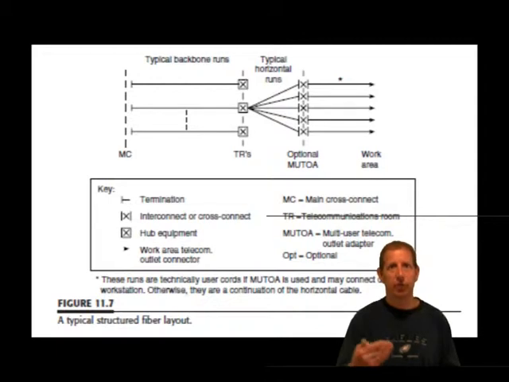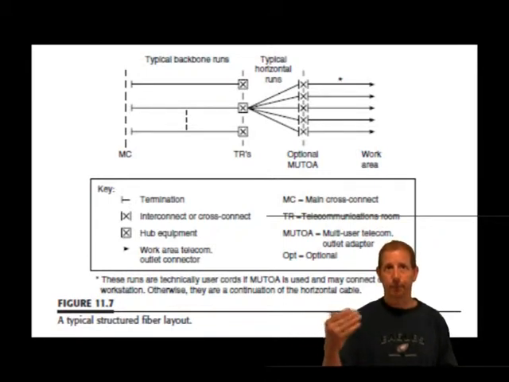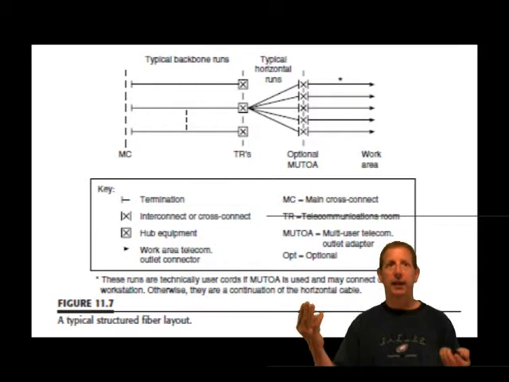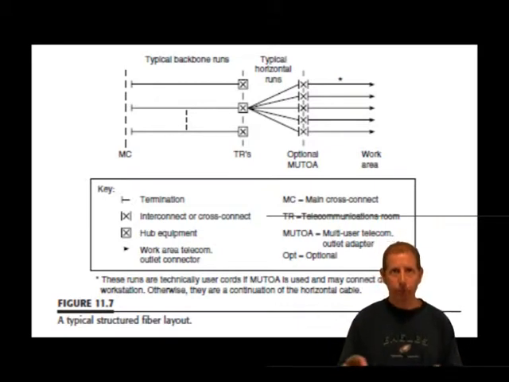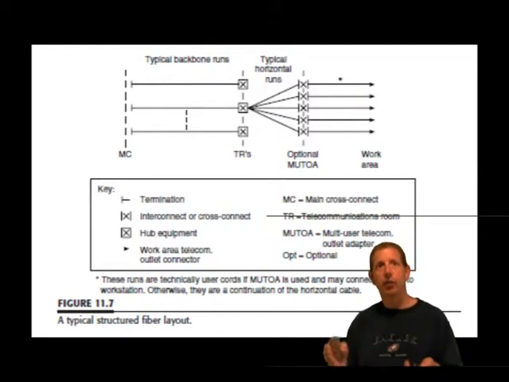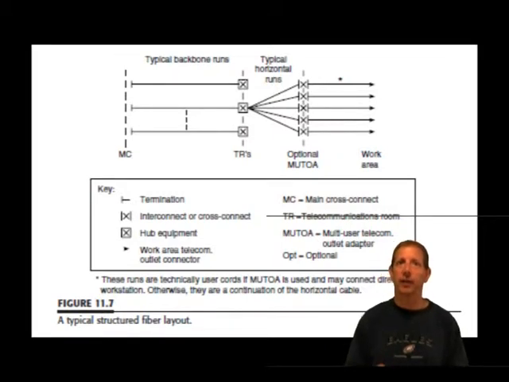Now, as explained in Chapter 10, when open office wiring practices allow the use of the fiber optic MUTOA, which is the multi-user termination outlet connector, in the strict sense, the run from the MUTOA to the workstation is supposed to be a user cord that plugs directly into the workstation.